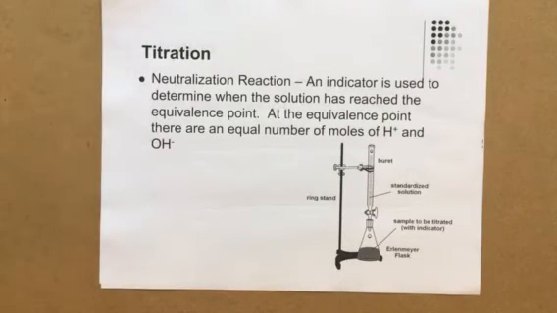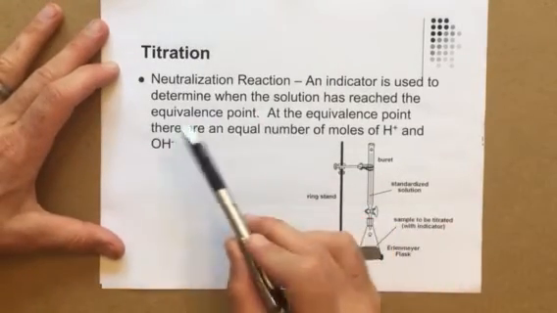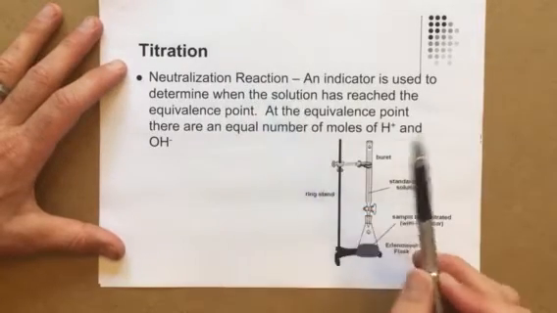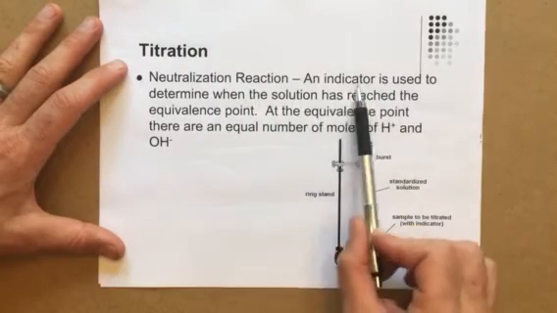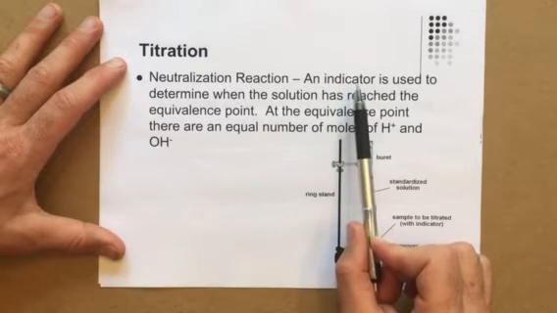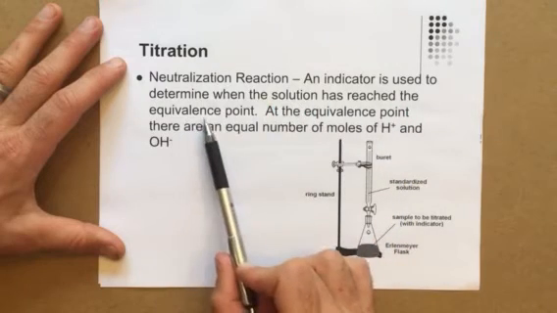There's one other type of question that you're going to see in this section, and that's for titrations. So what are titrations? There's a couple different types, but the most common type is a neutralization reaction between an acid and a base. In this reaction, an indicator will be used. An indicator is a substance that changes color based on the pH of the solution. And it's going to be used to determine when a solution has reached the equivalence point.